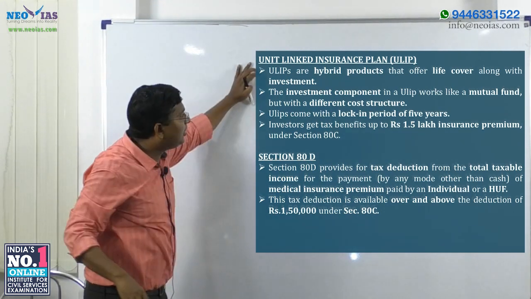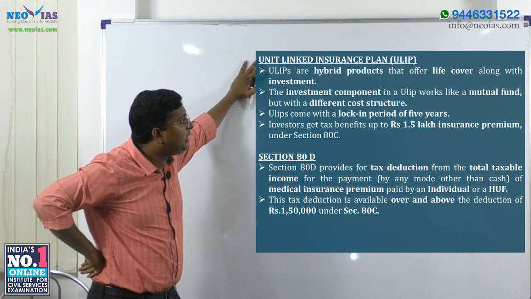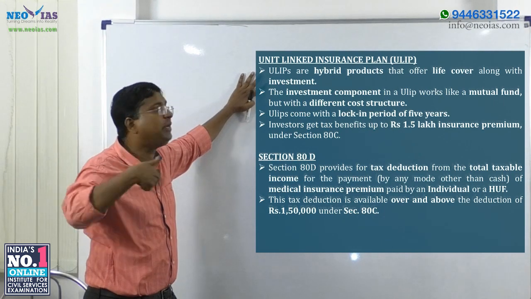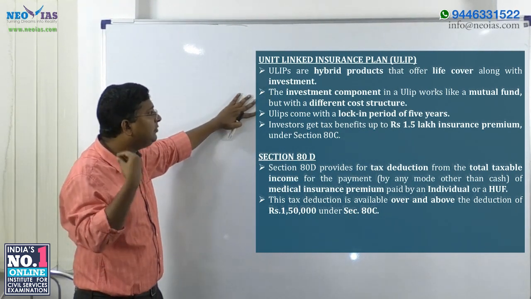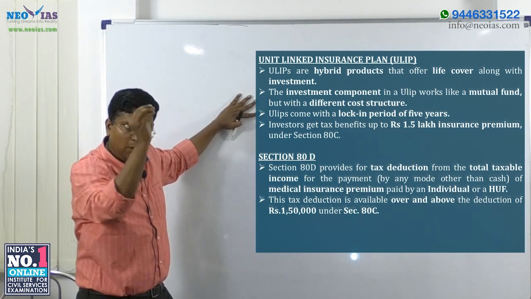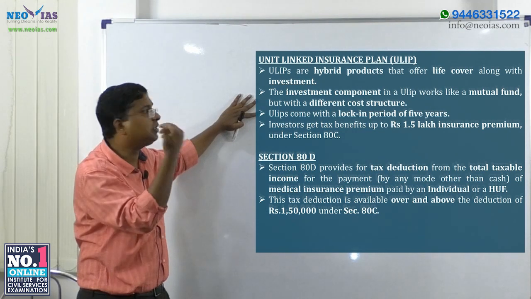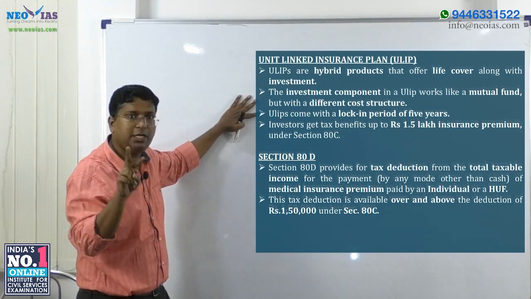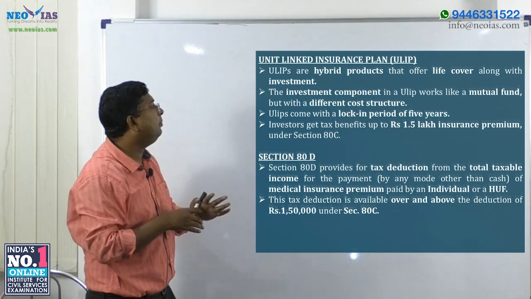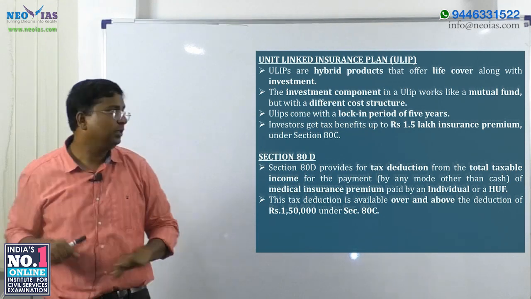Anyway, ULIPs are hybrid products. What type of hybrid product? They cover life insurance plus investment. This investment is basically like a mutual fund. Your money will be invested in a mutual fund, but you will get life insurance cover also. That is the basic thing. A hybrid instrument: mutual fund investment, but with life insurance cover. But you need to lock in for 5 years. You cannot withdraw it. That is the only thing.